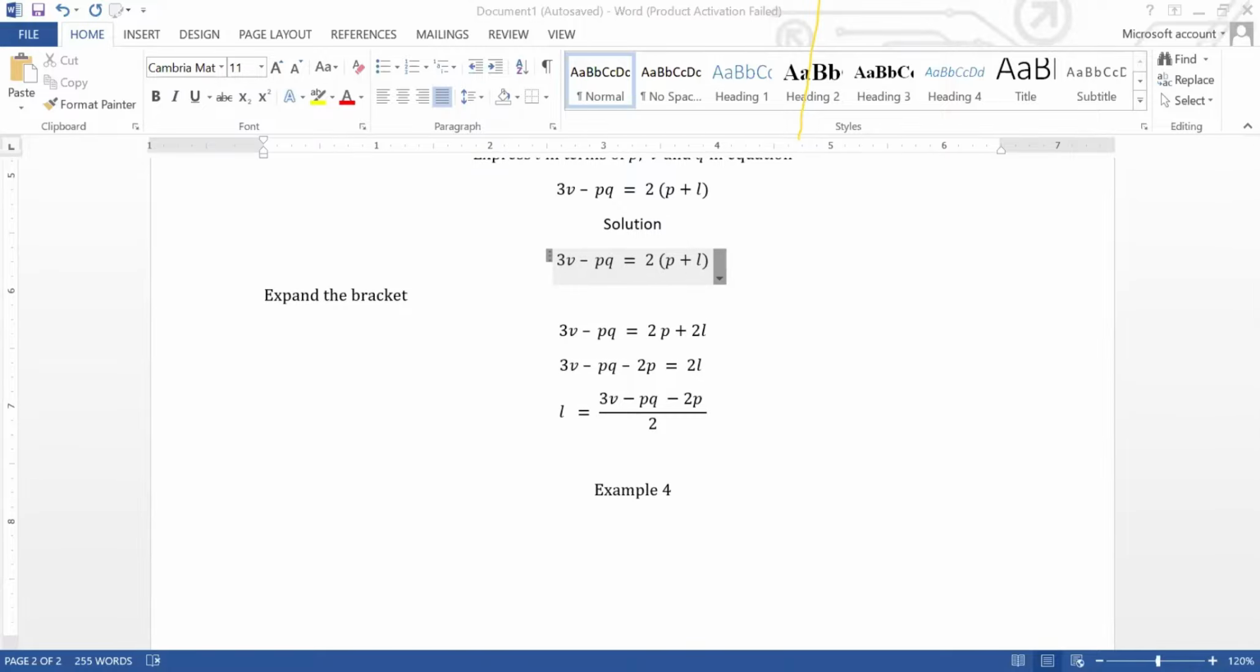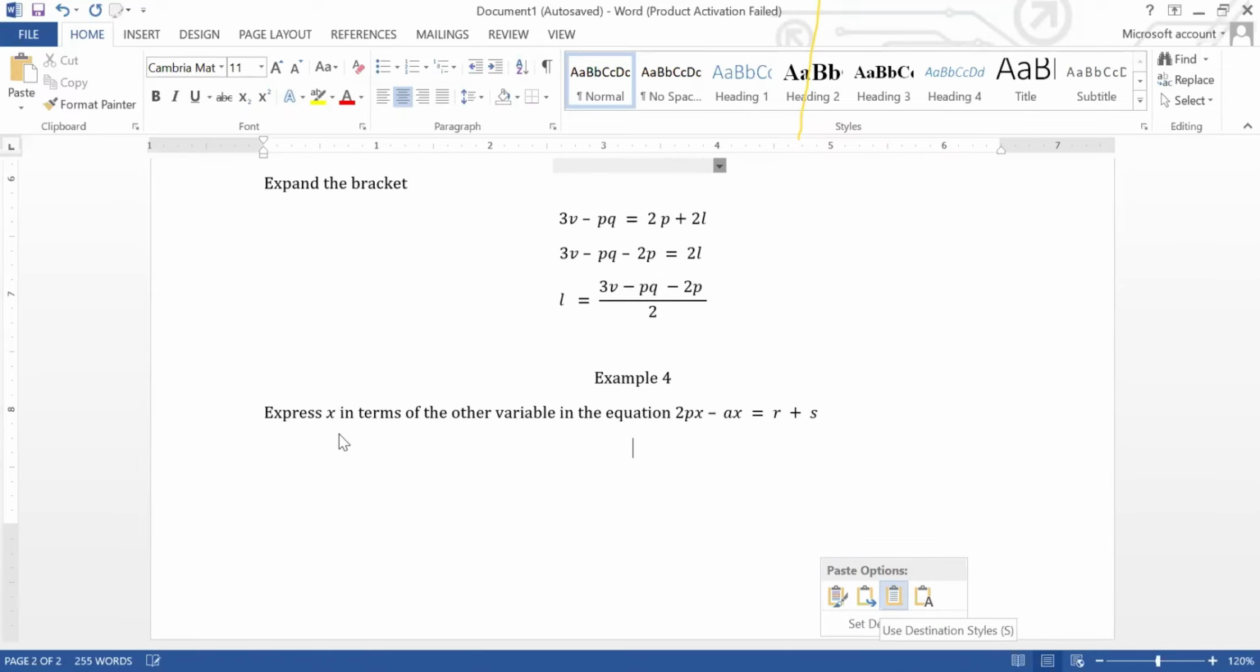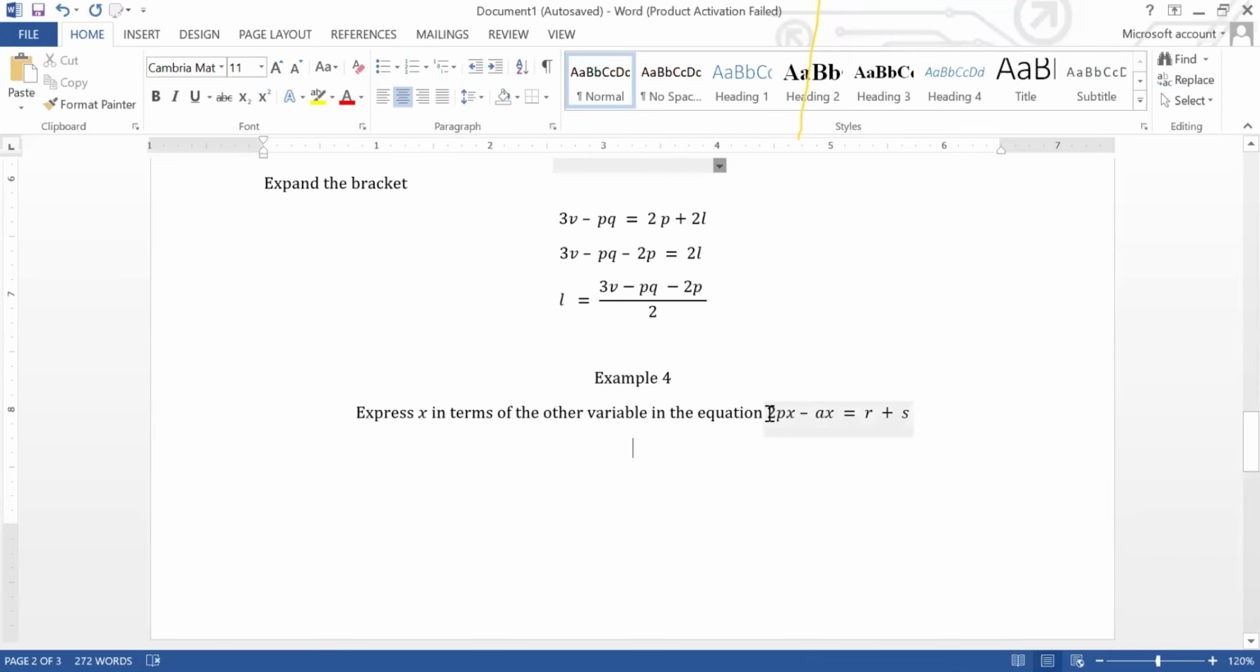Example 4. There's a question. Express X in terms of the other variables in this equation. I'm doing all the simpler ones first. Then we'll move straight on to more deeper ones. Okay. So solution.